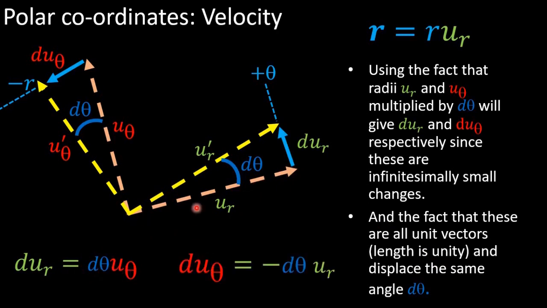And we can do the same thing for du sub theta, where it's going to be minus d theta times u sub r. So the minus is because it's going towards the negative radial direction here, so not forgetting the minus. So again, to calculate du sub theta, we would do u sub theta times d theta to get du sub theta. But because u sub theta and u sub r are the same length, we can say du sub theta equals minus d theta times u sub r.